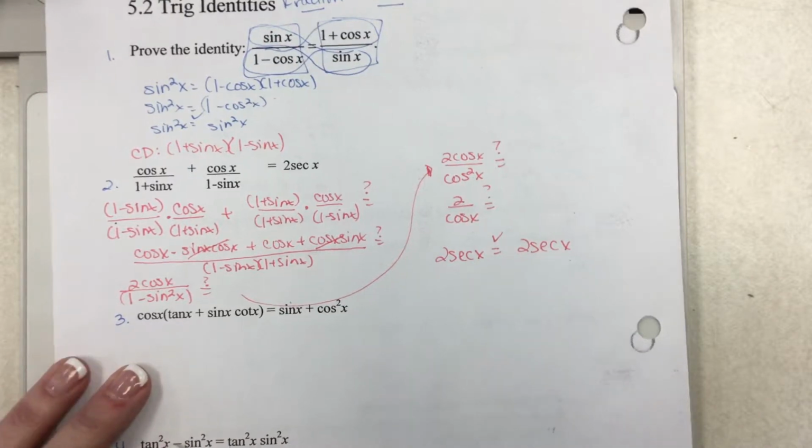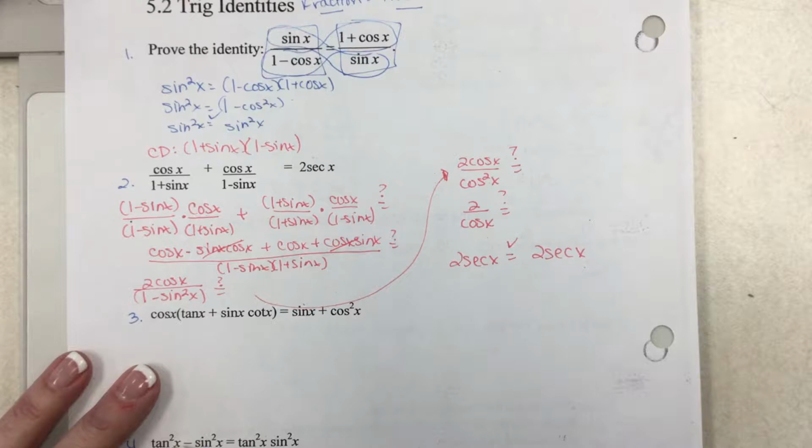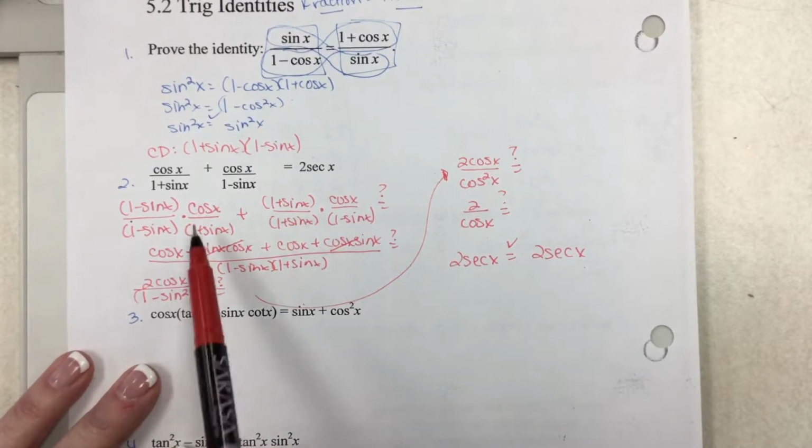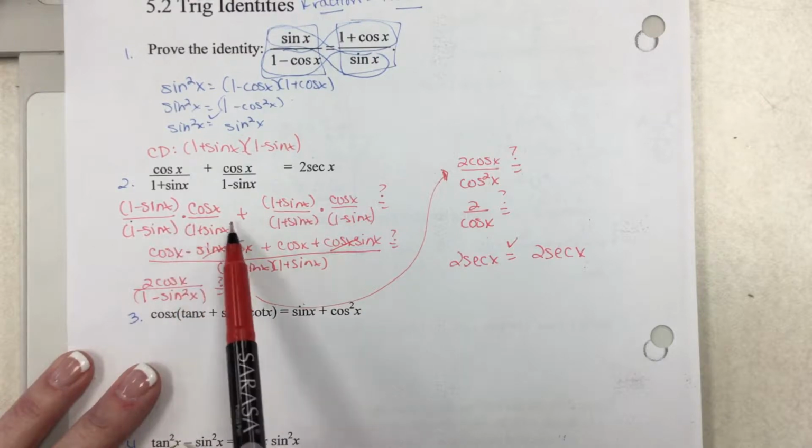So the main piece to pull out of this is the common denominator that we need to find, and that is we see that over and over and over again.